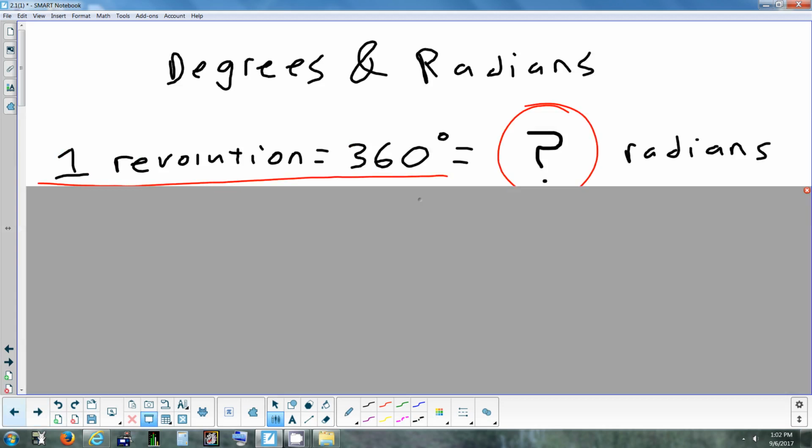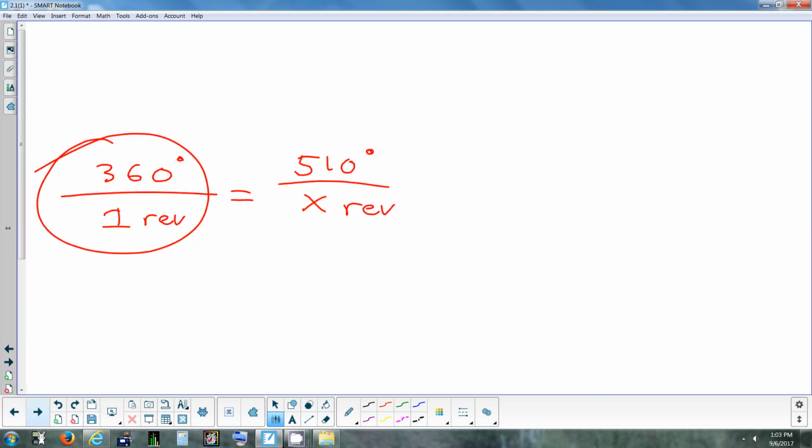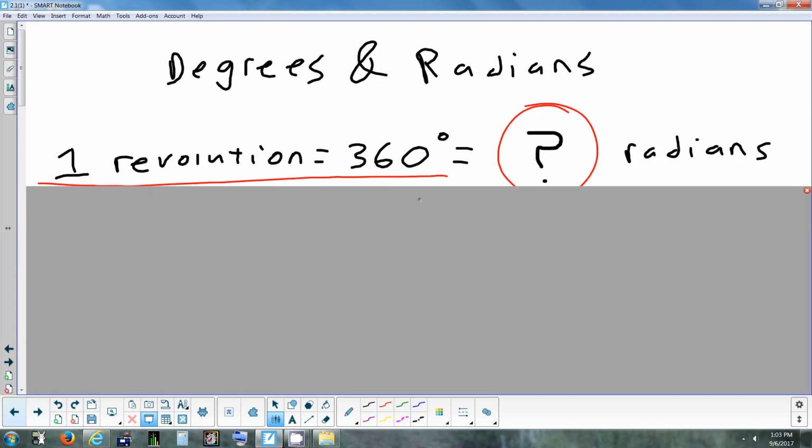So it's the same idea here. We need that fact that's going to allow us to convert between degrees and radians, but right now we don't have anything to start with. So eventually we're going to figure out that question mark. And once we know the question mark, we could easily set up something like this and convert between degrees and radians. So any questions on what we're going to try to figure out?